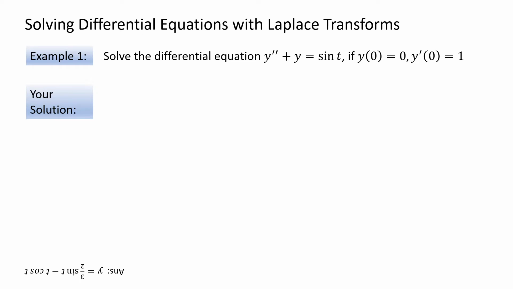So let's start with our first question. Solve the differential equation y double prime plus y is equal to sine of t if y at 0 is 0 and y prime at 0 is 1. So we see here we have a second derivative, the initial function, and a sine function on the right-hand side.